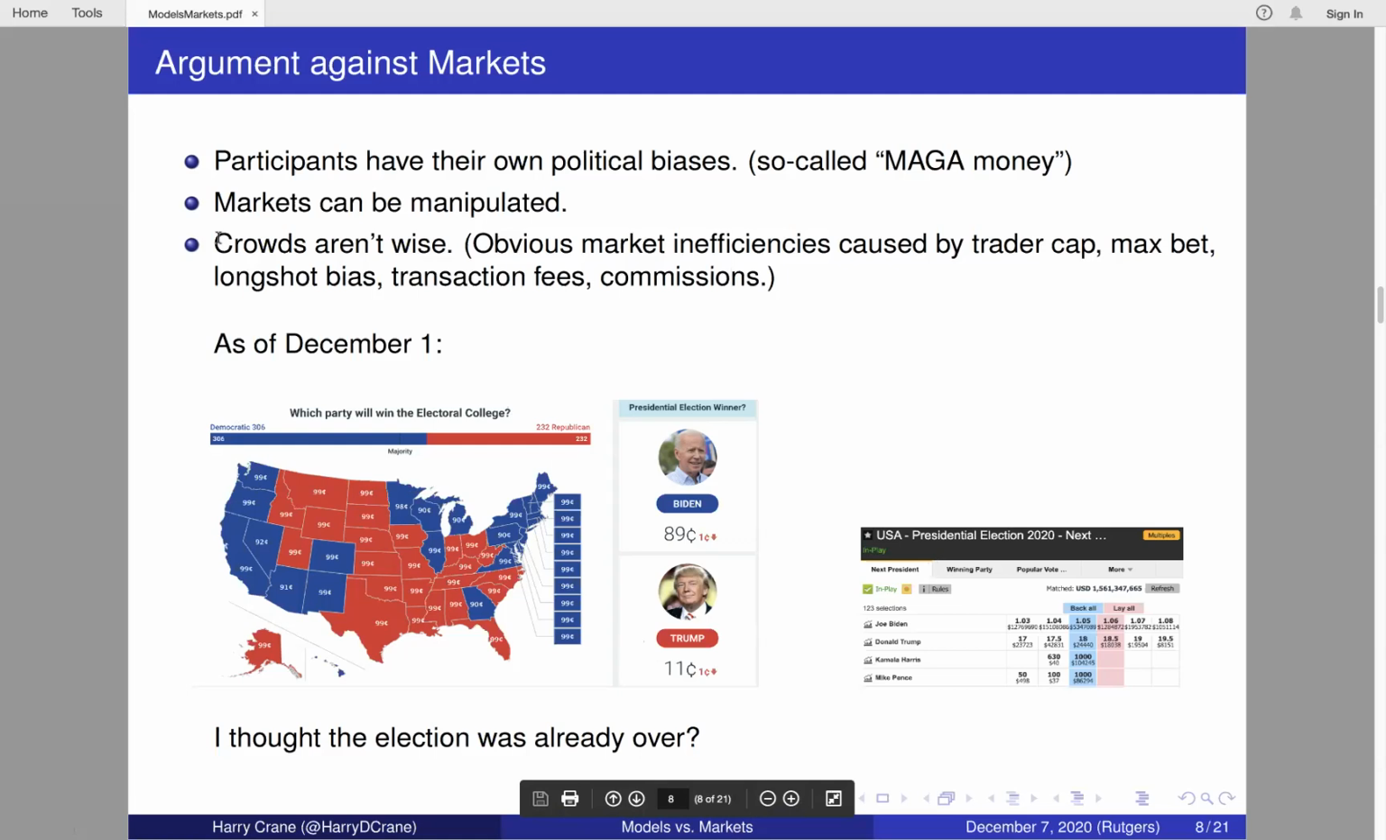So the next argument against markets, I'll explain, is that the crowds aren't wise. The reason is that there are obvious market inefficiencies, induced by what Glenn just brought up. On PredictIt, there's a trader cap on each market, which means that at most 5,000 individuals can participate in any given market. And what ends up happening, and this happened this election, 2 years ago, and 4 years ago, is that in the weeks before the election, it could be a week, 2 weeks, 2 days, whatever it is, the market becomes saturated with traders. They reach that 5,000 trader cap.